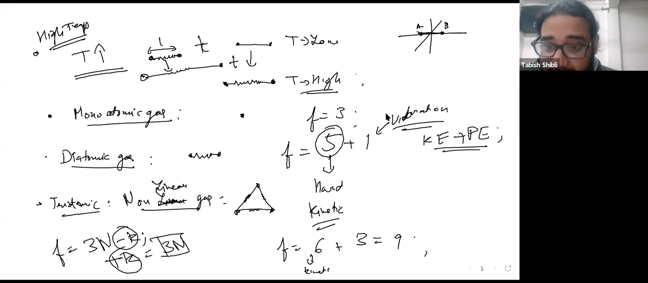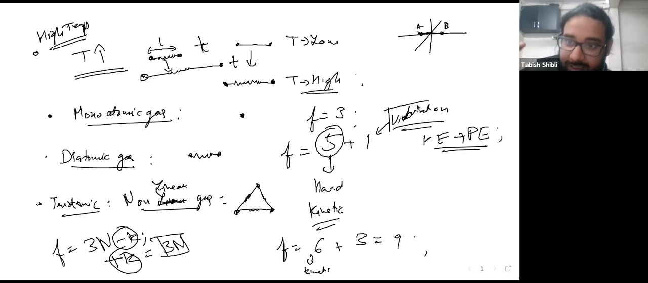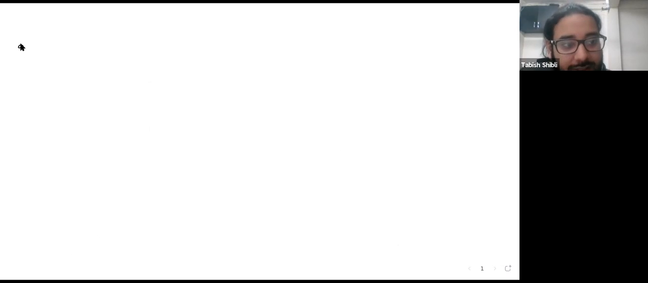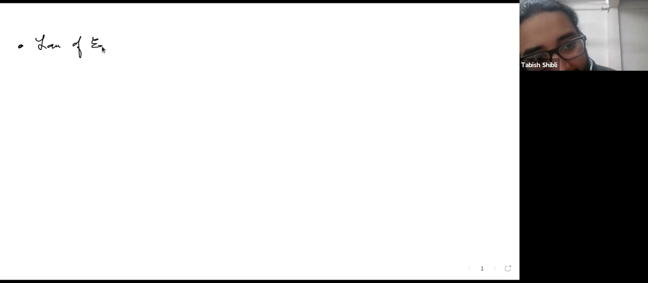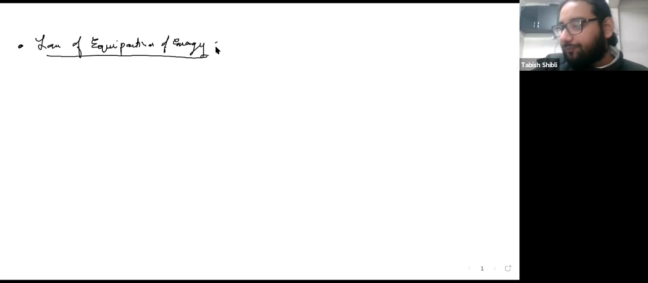yes, but the important thing here is that vibration, the vibration mode, जिसको हम vibration mode कहेंगे, this vibration mode has both kinetic and potential part to it, so it is double. This is kinetic and potential. Now, where does this become important? This becomes important when we're talking about the law of equipartition of energy. What does this law say?